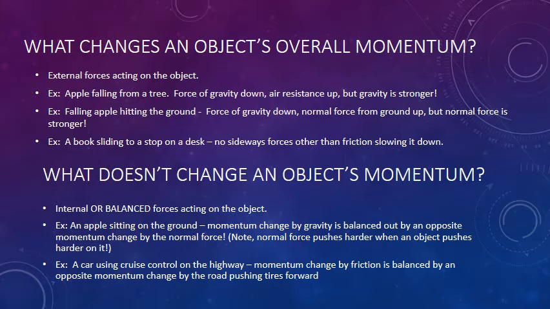Or an example of your car in cruise control on the highway means your car is going at a constant speed, so the momentum of that car is actually not changing. In that case, the car's tires are pushing the car forward. That would normally cause a change in momentum because that's an external force. However, friction acting on the car would normally cause the opposite change in momentum. So overall, that object's momentum doesn't change.